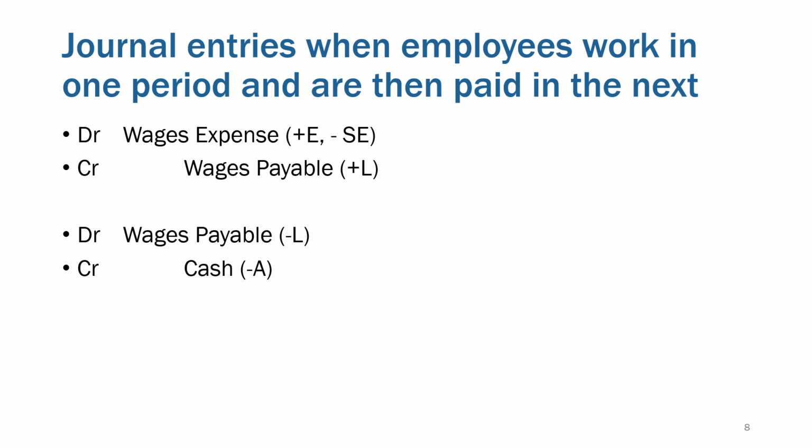In that first journal entry, assets didn't change and liabilities and equity kind of net down to zero. And in that second journal entry, both assets went down and liabilities went down.